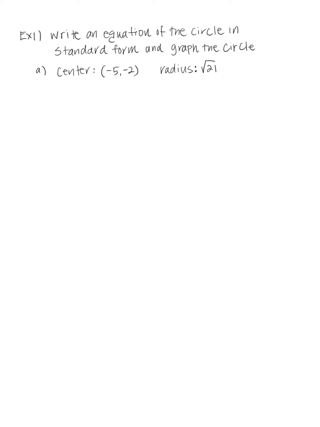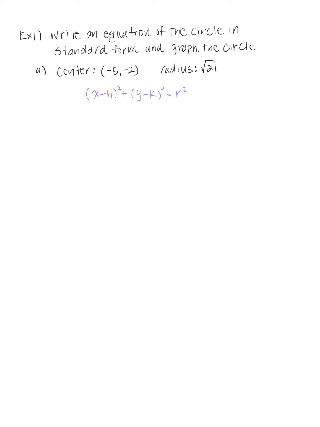Example 1, write an equation of a circle in standard form and graph the circle. So let's first look at this example here. Center is given by (−5, −2), and radius is √21. So let's first write down the formula. So here, standard form of an equation of the circle, it says (x − h)² + (y − k)² = r². Okay, so now let's just jot down what we're given.